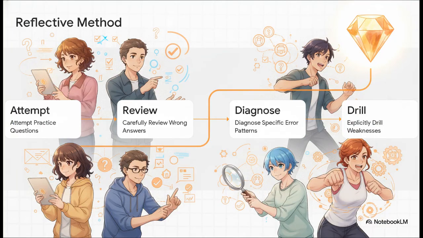Now, regardless of the timeline you're on, the reflective method is your secret weapon. Attempting the questions, that's literally just step 1. An hour of deliberate practice where you carefully review wrong answers, diagnose your exact error patterns, and then explicitly drill those specific weaknesses, that is worth 3 hours of mindless question grinding. Reflection is what actually moves the needle for your score.